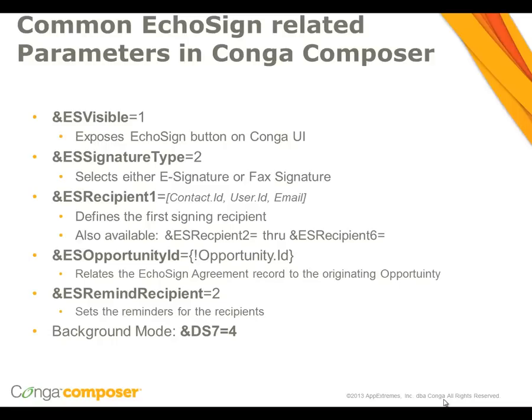Secondly, we have signature type, which allows you to select eSignature or fax signature. The recipients, who are the people that need to sign and receive this document for signature. The next parameter there, ES opportunity ID, is how to relate the agreement record back to the appropriate source. Then recipients and reminder settings, so that they receive ticklers from time to time that they need to sign a document. And then finally, at the very bottom there, the background mode.